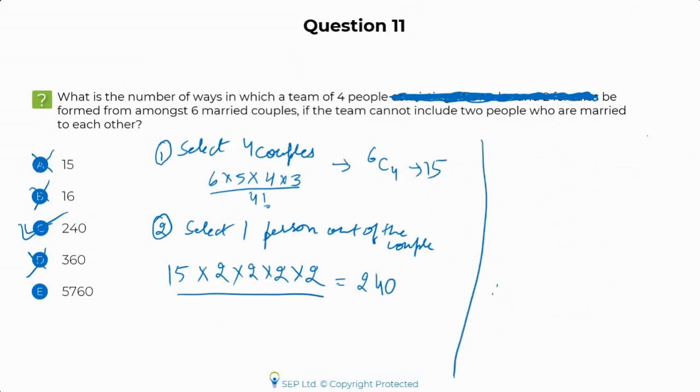Another method of doing this is you think of the initial scenario. There are 12 people altogether, right? First thing you can do is select any one out of these 12 people. That can be done in how many ways? It can be done in 12 ways. Now let's say you select M1. You have already selected M1. What does it mean?